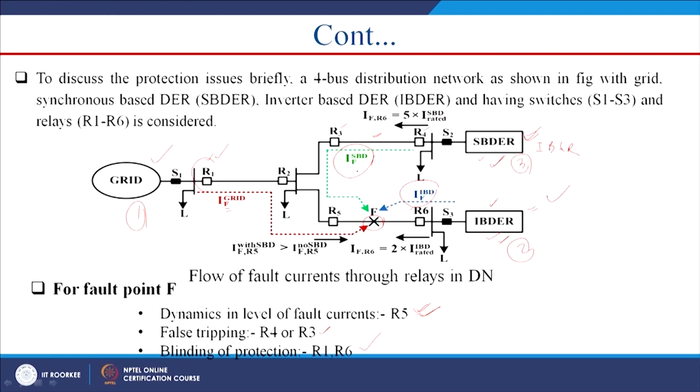So, due to this, the contribution of the fault current IF grid will reduce, it is less than the earlier IF grid. This is the fault current with integration of DR and this is without integration of DR, and that is why the current seen by relay R1 will be reduced. It may fall below the setting value of the relay R1, and this is known as the blinding of protection issue of the smart grid system.